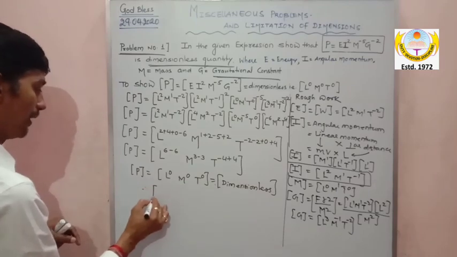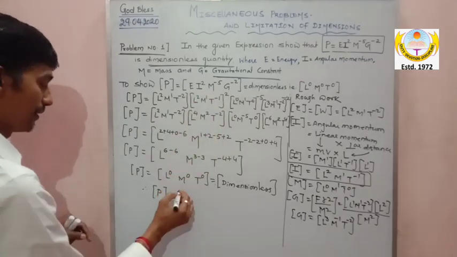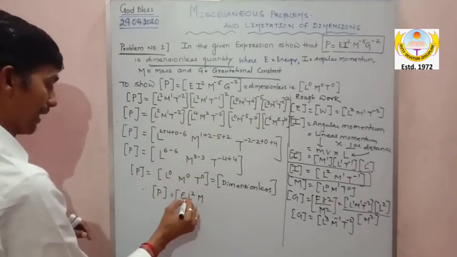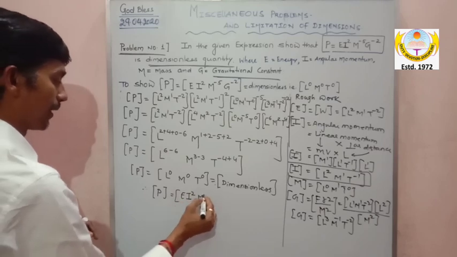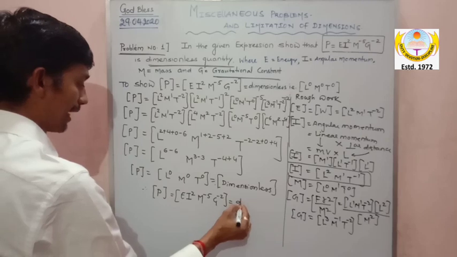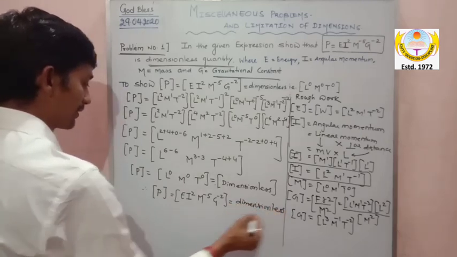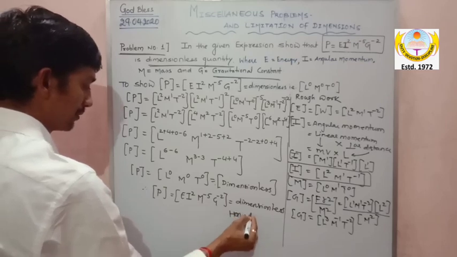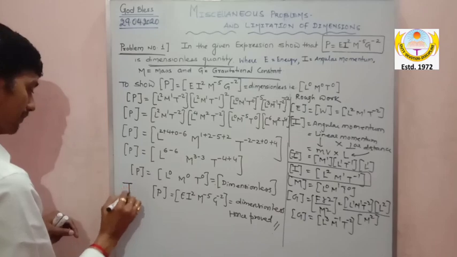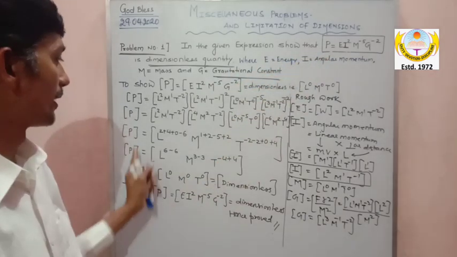Therefore, P is equal to, the formula is E L square, I mean to say, E L square M power minus 5 G power minus 2 is dimensionless, hence proved. So the formula which is given is dimensionless, I proved it.